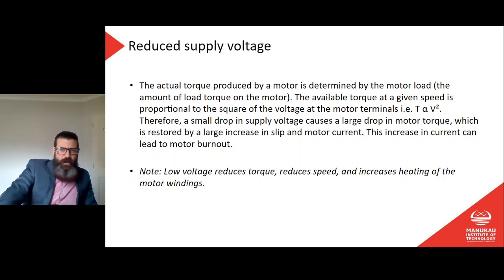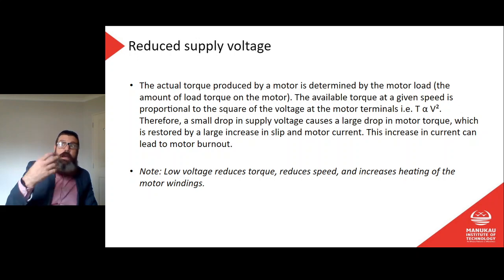Actual torque produced by a motor is determined by the motor load. The available torque at a given speed is proportional to the square of the voltage at the motor terminals. Okay. Therefore, a small drop in supply voltage causes a large drop in motor torque, which is restored by a large increase in slip and motor current. This increase in current can lead to motor burnout.